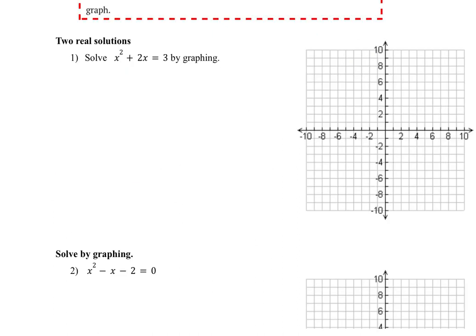So looking at our example here, it says 2 real solutions. And they want us to solve x squared plus 2x equals 3 by graphing. Since they are asking me to solve, that means they want me to find the x-intercepts. Everybody write that. Because they want me to find intercepts, we learned a form in last chapter called the intercept form. And I'm going to write it.